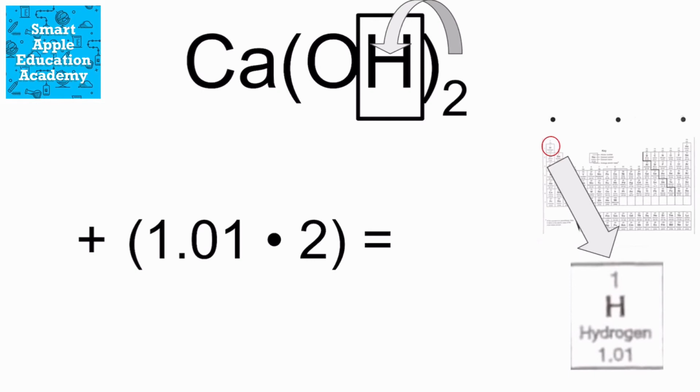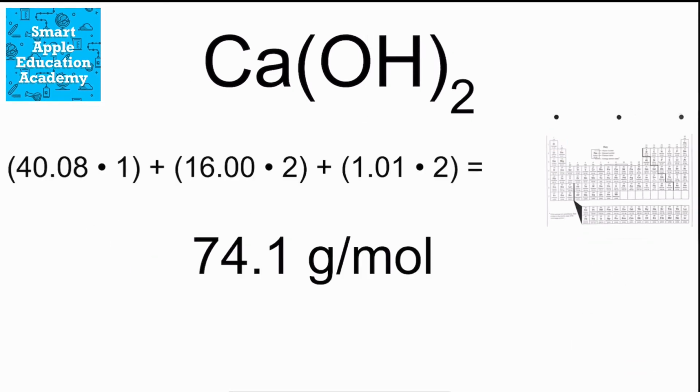Overall, we have 40.08 times 1 in parentheses plus 16.00 times 2 in parentheses plus 1.01 times 2 in parentheses. If we calculate that, we'll be able to get the molar mass. So overall, we have 40.08 times 1 plus 16.00 times 2 plus 1.01 times 2, and that equals 74.1 grams per mole. And that is the molar mass for calcium hydroxide.